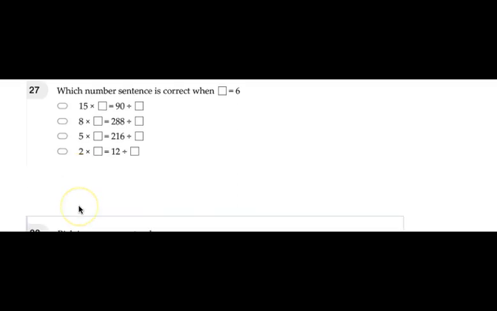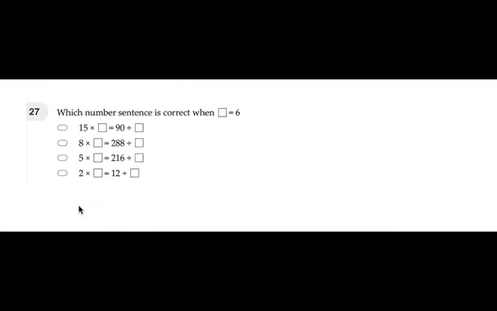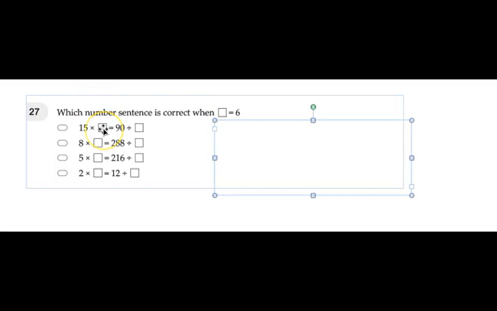27. Which number sentence is correct when x equals 6? When the box equals 6. Now you're going to have to substitute and let the box equal 6. So for example, for the first one, 15 times 6, you need to work that out and write an answer, and then you need to work out 90 divided by 6, get an answer, and see if they're equal.